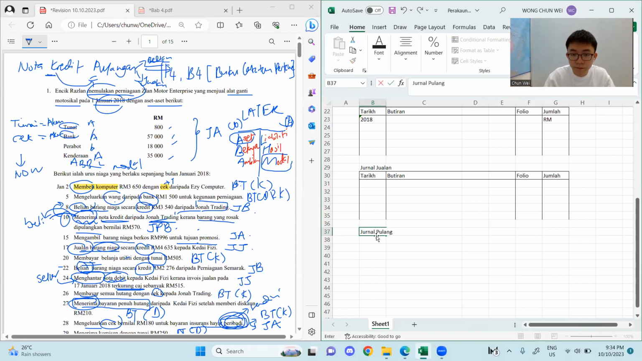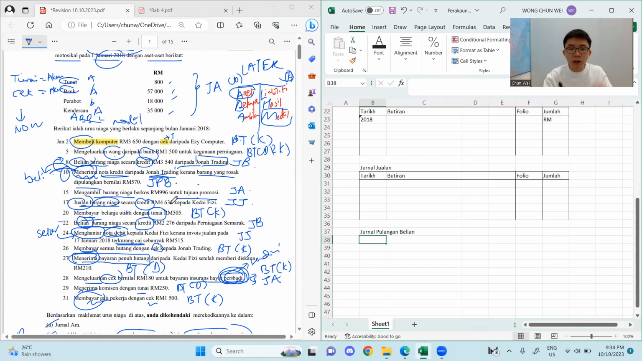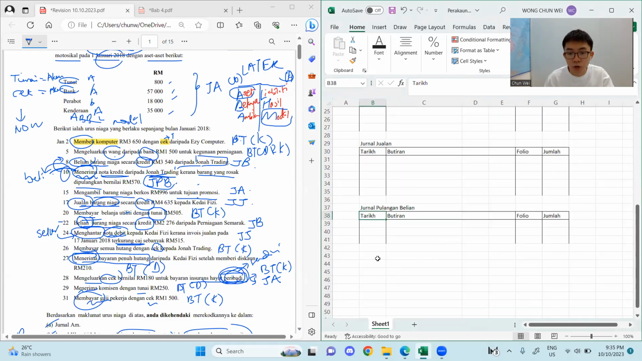Okay, so you skip out there, then you go on to your journal. Here we go, journal pulangan bulan, as we saw just now, JPB, this one. All this pulangan usually has very little transaction. Like for this question, only got one. So you can just leave about 3 lines like that lah. Don't need to be more lah.